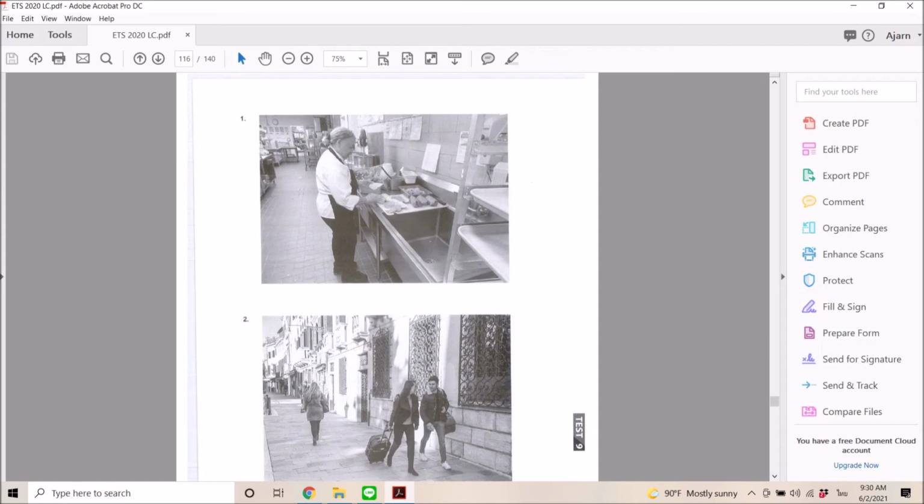Number 56. Where is the conversation taking place? Number 57. What does Louisa suggest that the man do? Number 58. What does the man ask Louisa for?